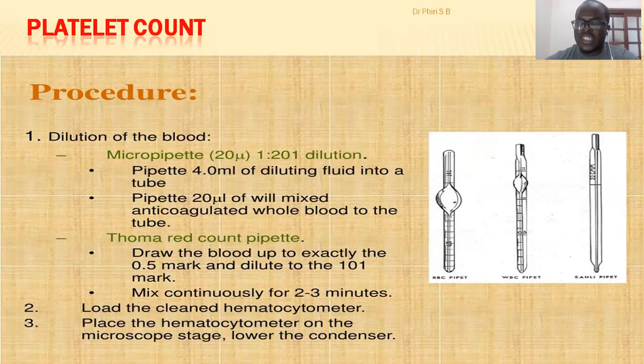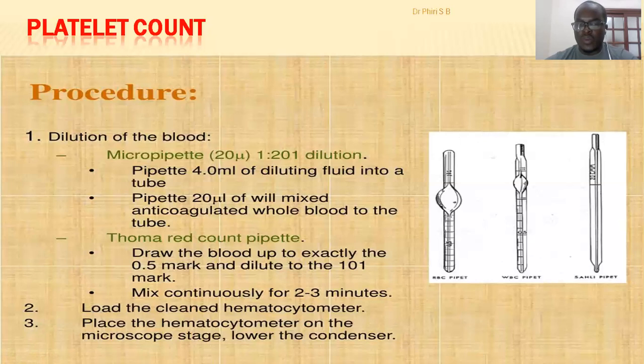It's going to cause hemolysis of red blood cells. Then you introduce your solution into the Neubauer improved slide, which is also called the hemocytometer. Then you place the hemocytometer on the compound microscope. Then using the low power, you just appreciate the rulings within the hemocytometer or the improved Neubauer chamber.